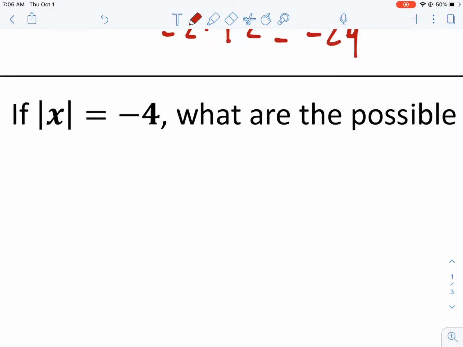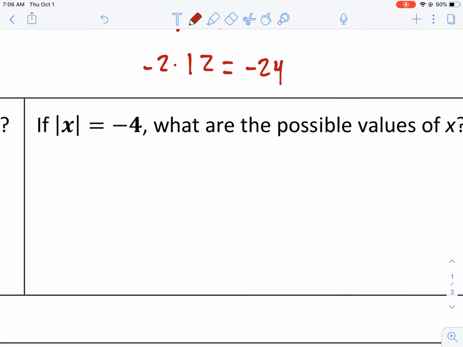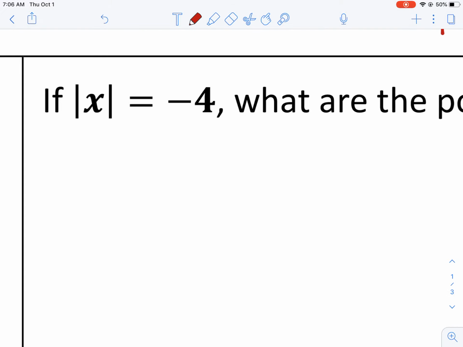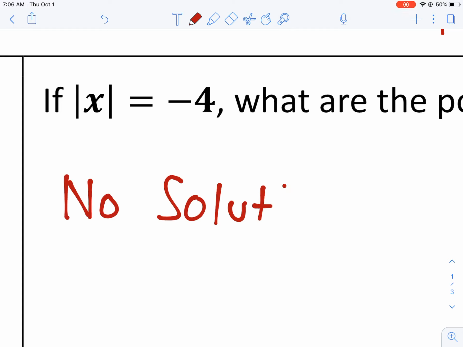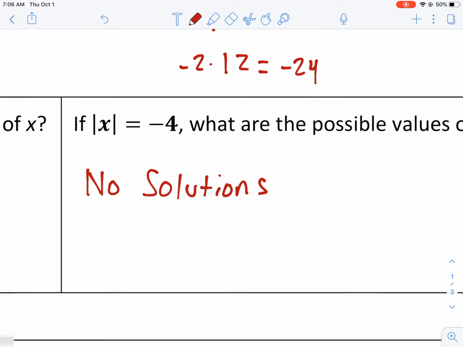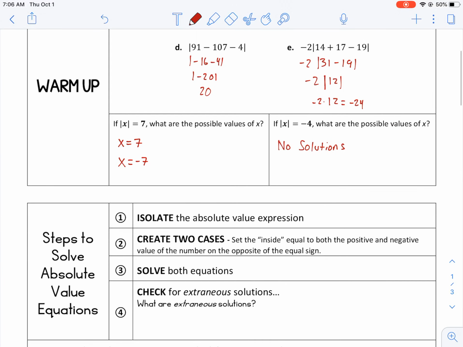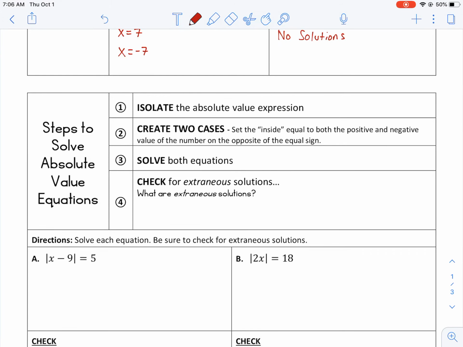Now, if the absolute value of x equals -4, what are possible values of x? All right, here, you should hopefully realize that there are no solutions, because the absolute value sign turns numbers positive. So it's actually impossible for an absolute value to equal a negative number, okay? So that'd be no solutions. All right, so these last two examples are gonna kind of guide how we do this.